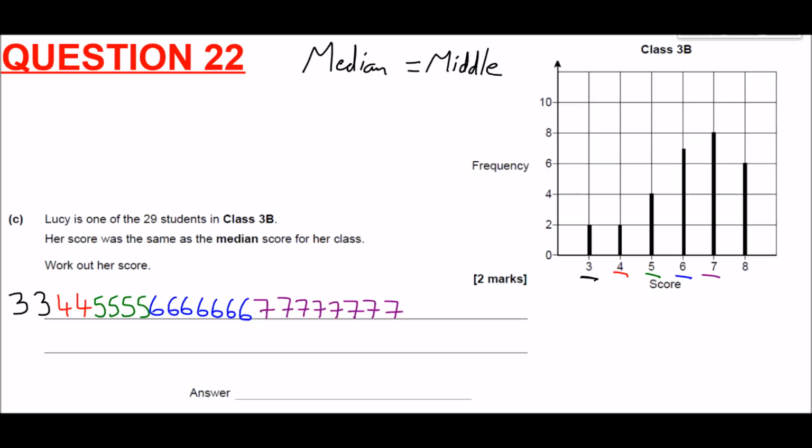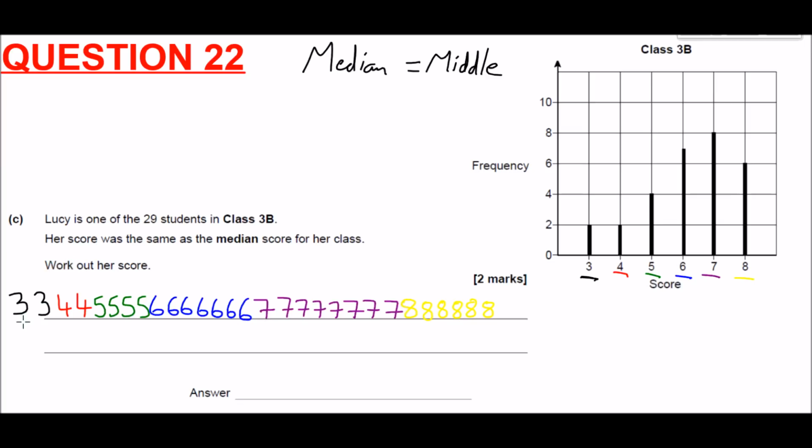And finally, how many students scored an 8? There were 6. So 6 8s. 1, 2, 3, 4, 5, and 6. Now what we can do is work in from end to end until we find out the middle score.